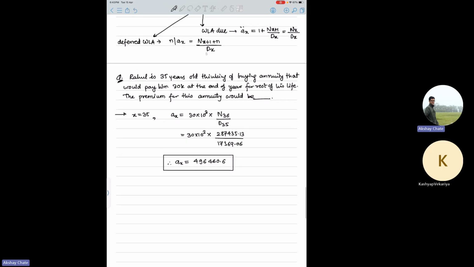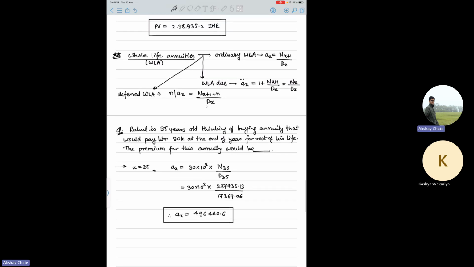Somebody may ask, instead of the ordinary whole life annuity, to solve this problem by whole life annuity due. In this case, instead of N36, it will be N35. There will be a slight difference, because N36 is 2,87,000, but N35 is 3,04,000. So that value will be slightly higher.